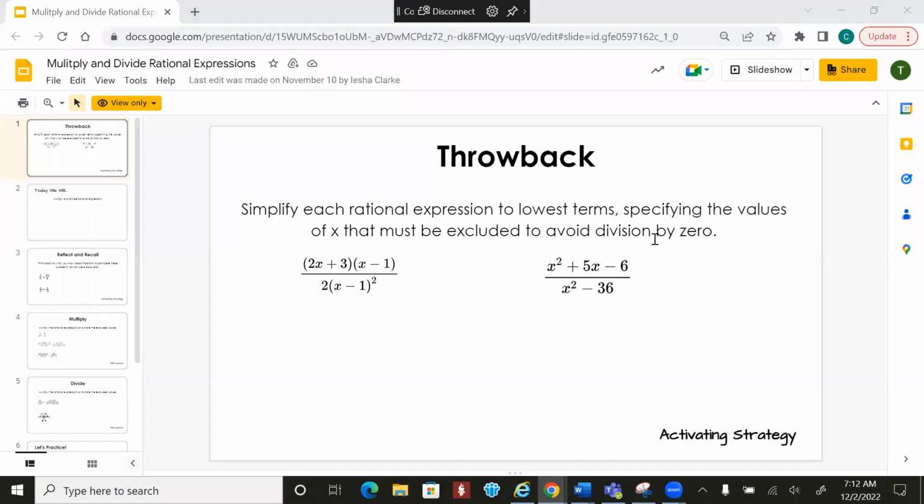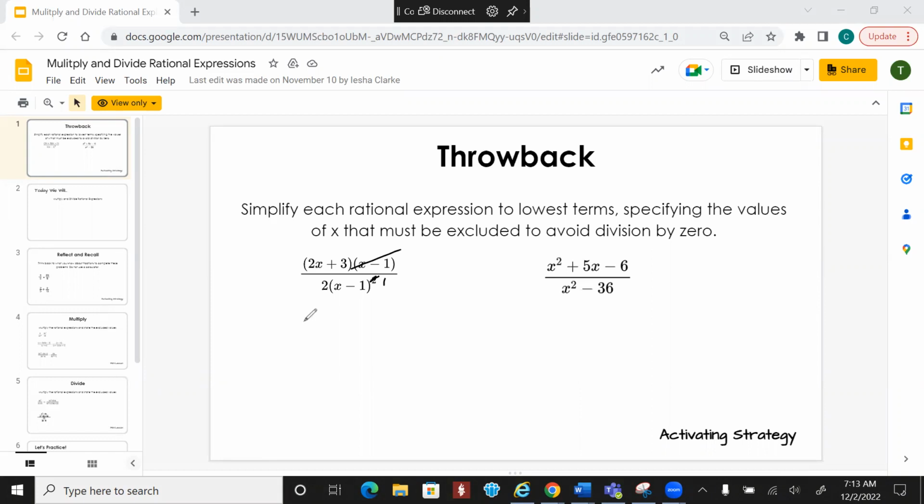Simplify the rational expression to the lowest term. This is the first thing we did in this unit, okay? So if there's anything that we can cancel, we're going to cancel that out. So in this first problem, is there anything that we can cancel on the top and the bottom? X minus 1. Now notice how it has that squared in the bottom. That means we're only going to cancel one of them.